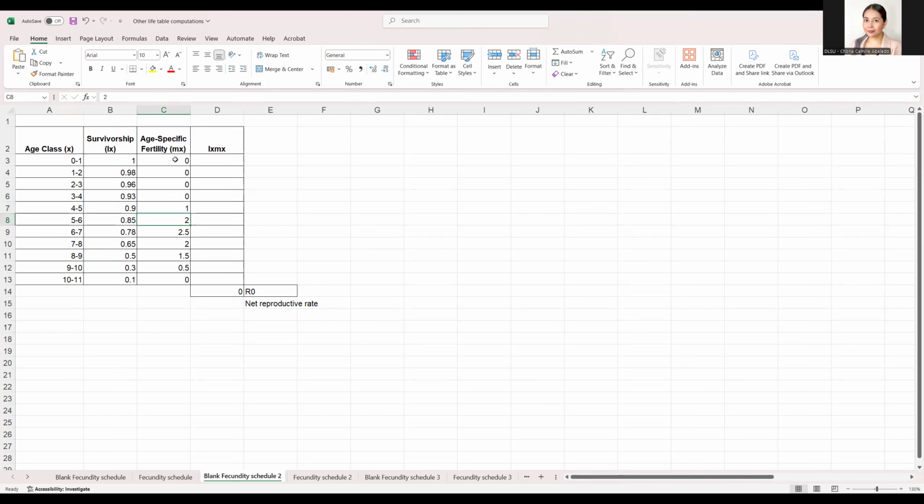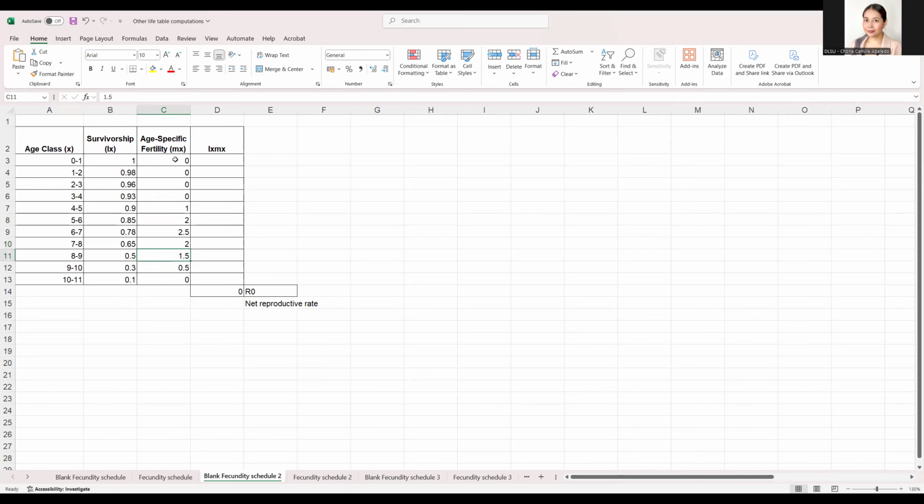For age class 5 to 6, survivorship is 0.85 and age-specific fertility is 2. For 6 to 7, survivorship is 0.78. Age-specific fertility is 2.5. For 7 to 8, survivorship is 0.65 and age-specific fertility is 2.